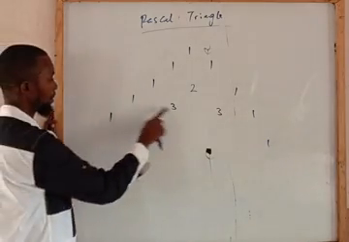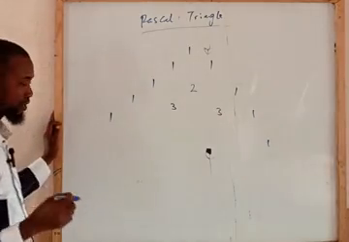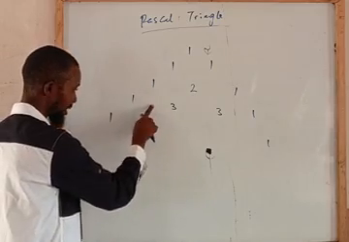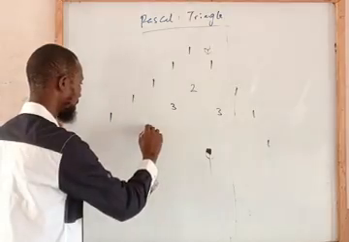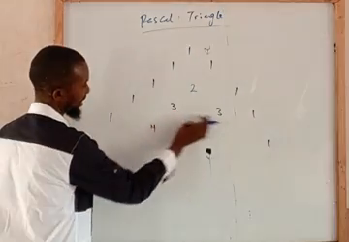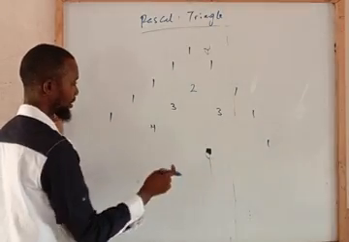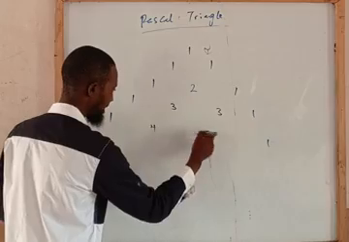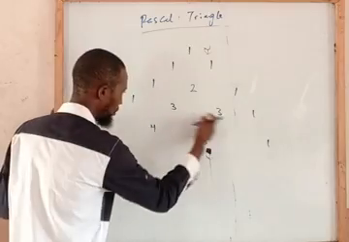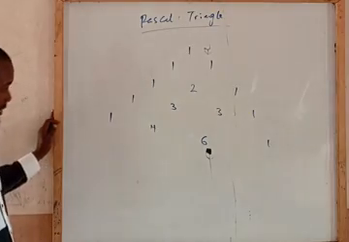So here I will say 1 plus 3. We know that gives what? 4. So 4 will be written in between these two numbers that generated it. So meaning that I will have 4 here. And also I have 3 and 3. So I will say 3 plus 3. That one is 6. So that 6 will also be placed in the next line in between where? In between these two numbers that form this 6.